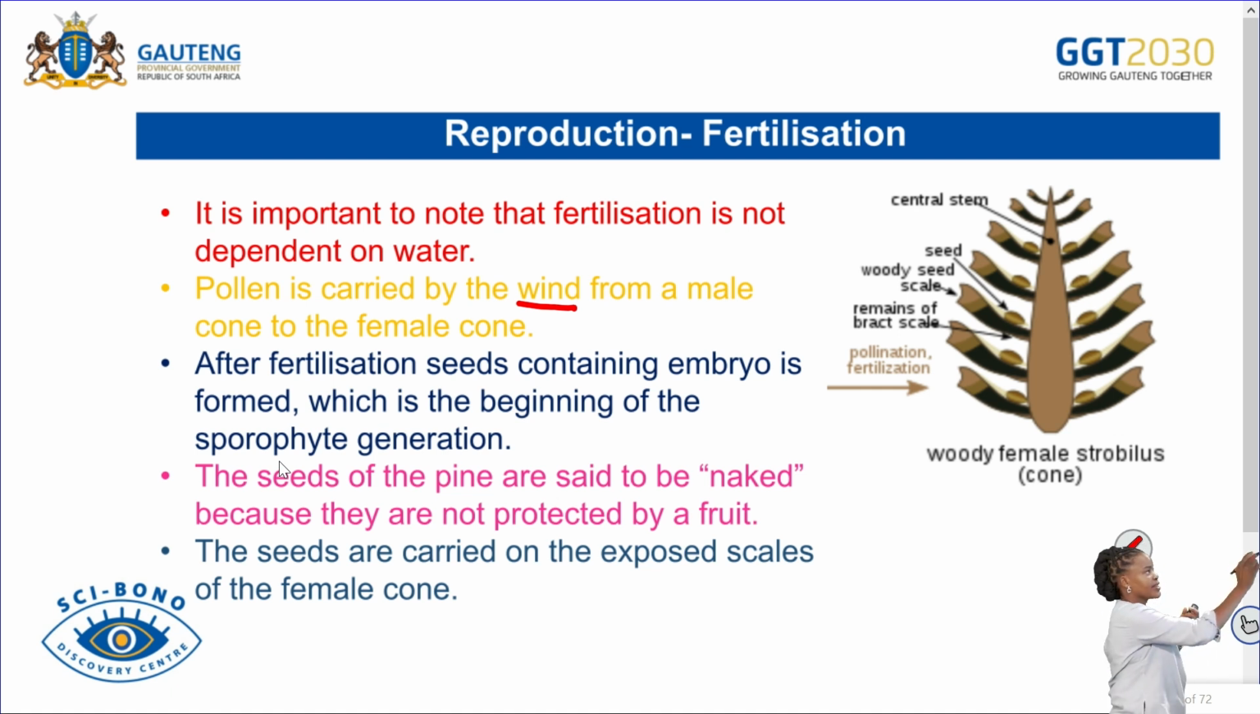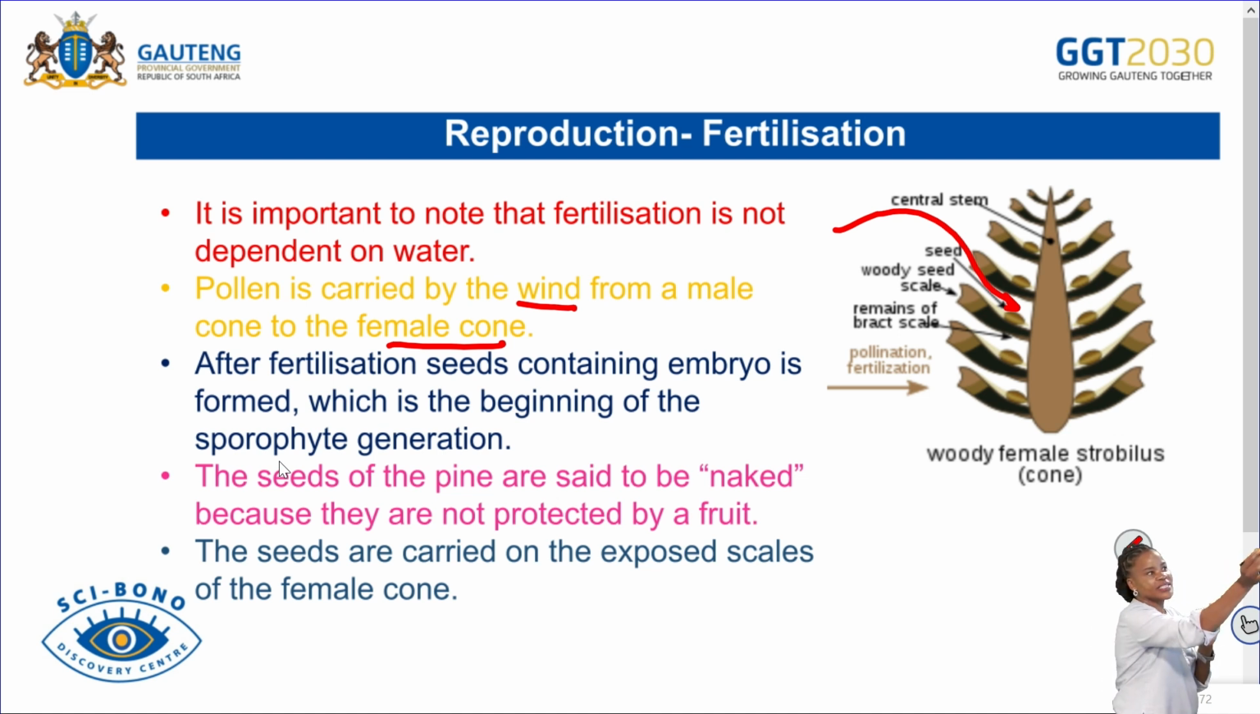So the pollen grain is carried by wind from the male cone to the female cone. So in other words, it gets from the male cone, and then it gets into what? Into the female cone. After fertilization, the seed that is containing the embryo is going to be formed.